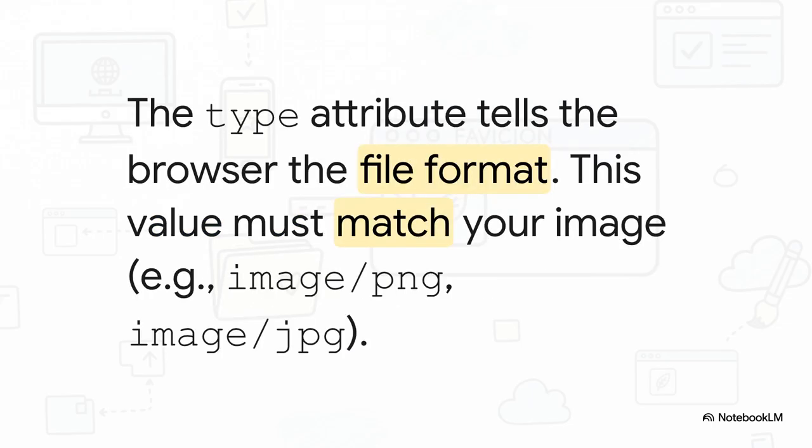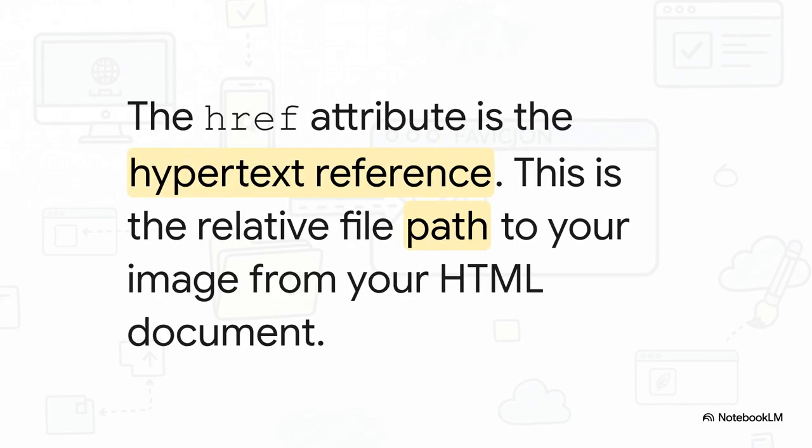Next, we've got the type attribute. This one's pretty straightforward. It just tells the browser what kind of file it's about to load. The value here has to match your image format. So if you're using a PNG file, you'd write type equals image/PNG. Using a JPEG, it's type equals image/JPEG. Simple as that. And finally, we have href, which stands for hypertext reference.